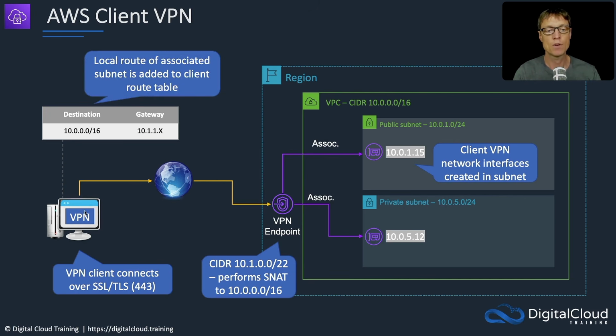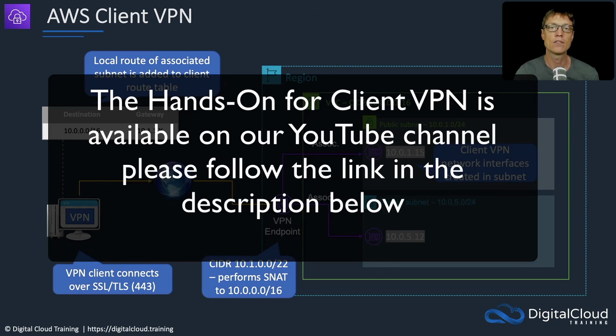Again, this is an encrypted connection over the internet from your computer. So your computer is then able to communicate using private IP addresses over to your instances in your subnets within your VPC. So that's how it all works, and in the next lesson we're going to set this up using a Windows client on Amazon Workspaces and a VPN endpoint.